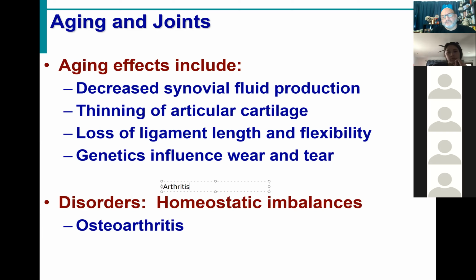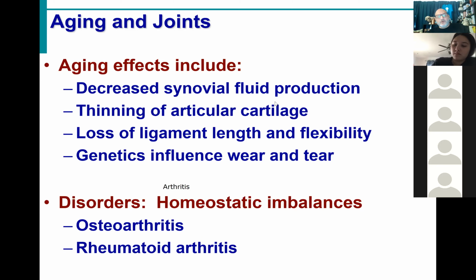Homeostatic imbalances. True, but specifically what? Yeah, there you go. Itis means inflammation. Arth refers to the joints, so it's just inflammation of the joints. Arthritis, though, isn't just one thing. And one of the easiest ways to see that is to look at the two most common types of arthritis. The two most common types of arthritis are osteoarthritis and rheumatoid arthritis. So let's talk about these two. Let's do this on the whiteboard.